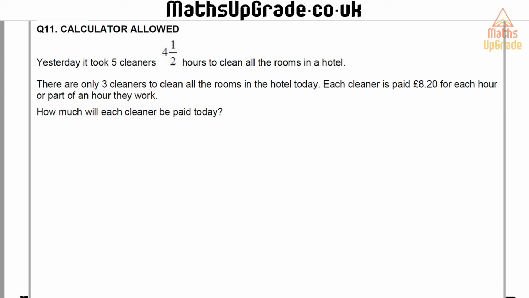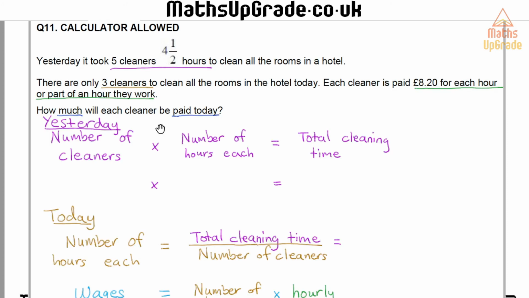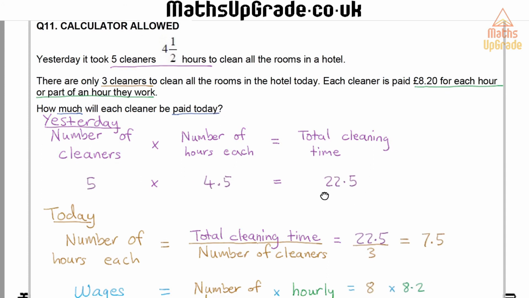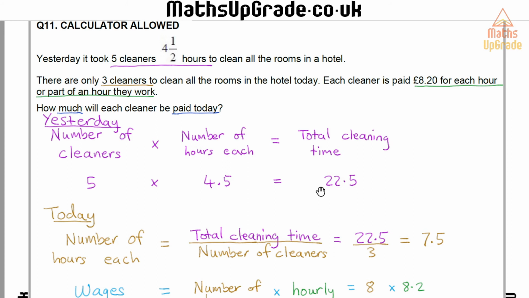So I'm just going to work out the total cleaning time. In other words, the number of man hours I need. So to do that, I can just, for yesterday, look at the number of cleaners there were, which was 5, times the number of hours that each worked, which is 4.5. That gives me the total cleaning time. So that would be 22.5 hours total cleaning time.